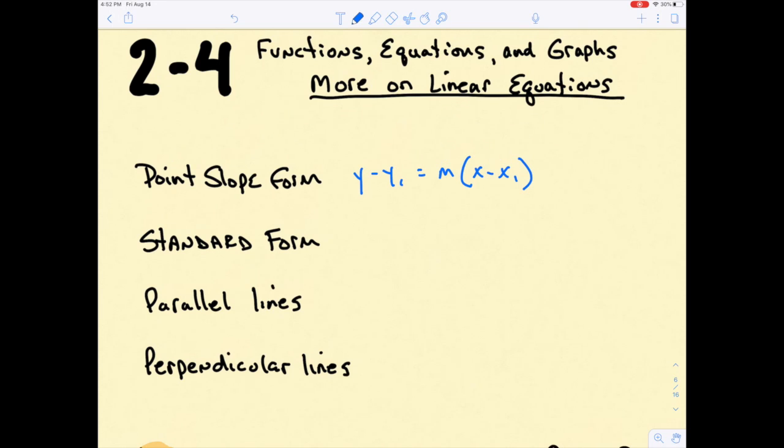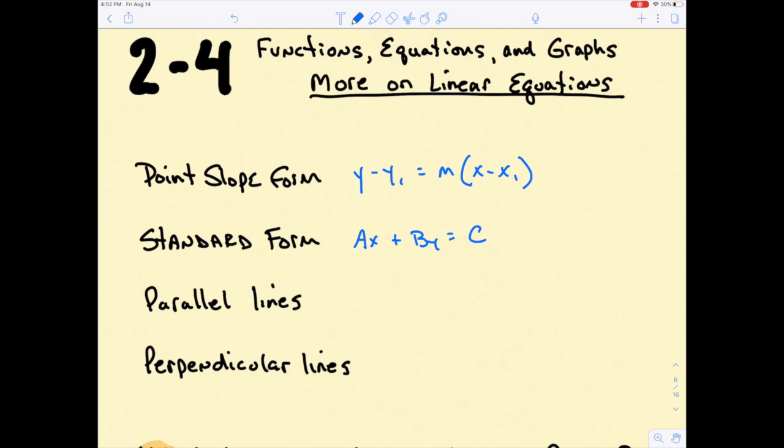Standard form is ax plus by equals c. And there are some rules for standard form. Depending on your textbook you might get different rules. Heck, depending on your teacher you might get different rules. The rules that I always live by are that your x and your y have to be on the same side, the a, the b, and the c have to be integers, and a has to be positive. So those are the rules that I live by: x and y on the same side, a, b, and c integers, and a has to be non-negative.